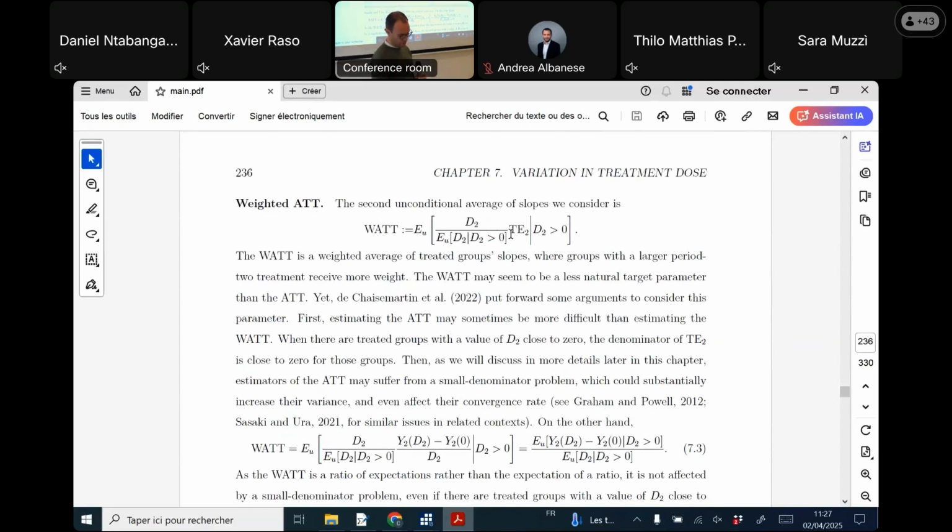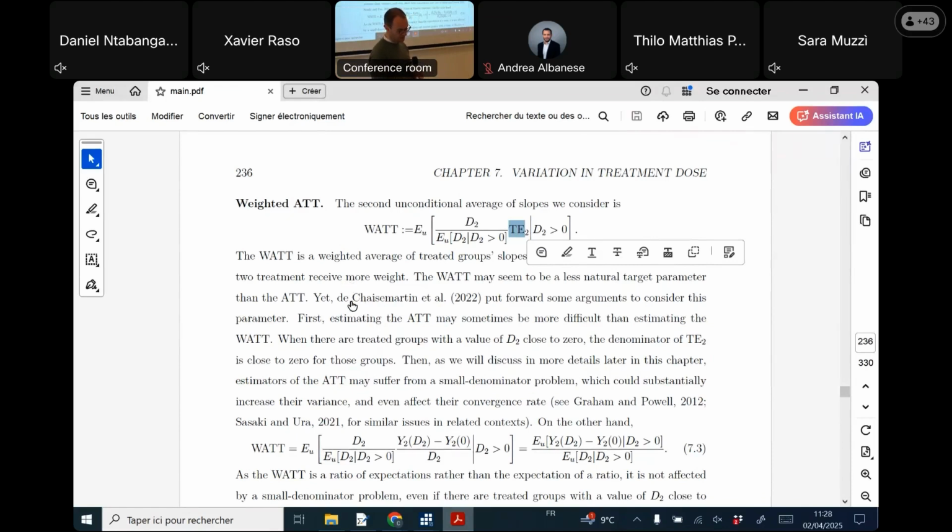So the WATT is a weighted average of the slopes, where we're going to give more weight to treated units that receive a dose larger than the average dose across all the treated units. And we're going to give a weight lower than 1 to units that receive a lower dose. So for instance, in my 1, 2, 3 example, if the average dose received by the treated units is 2, then I will neither upweight nor downweight the slopes of units getting 2 doses. But on the other hand, I will give a weight of 1.5 to units getting 3 doses, and I will give a weight of 0.5 to units only receiving 1 dose.